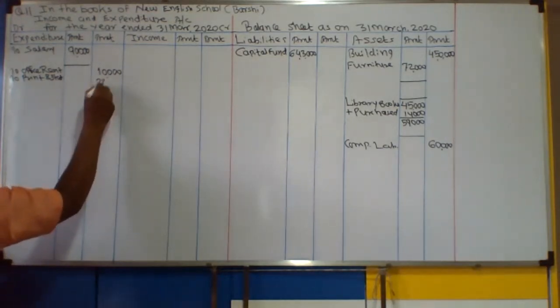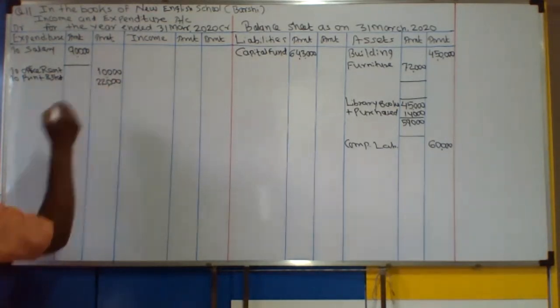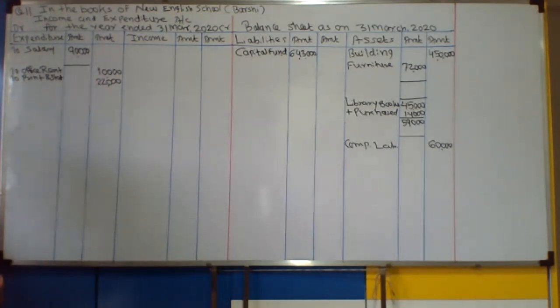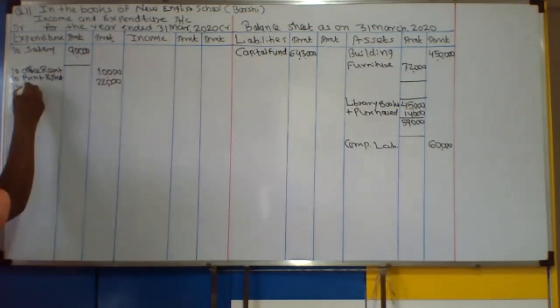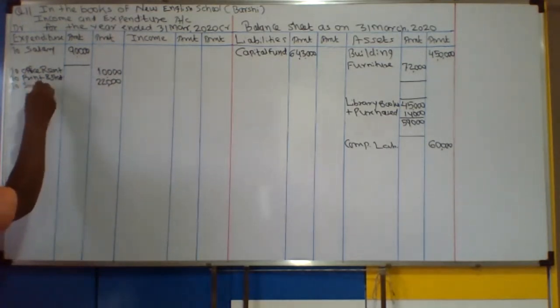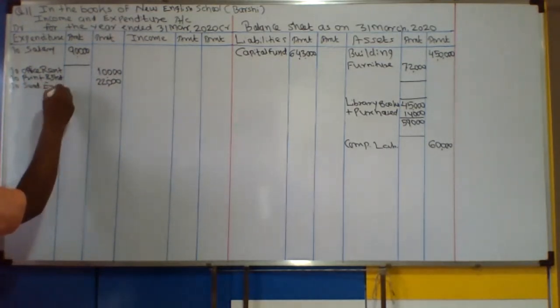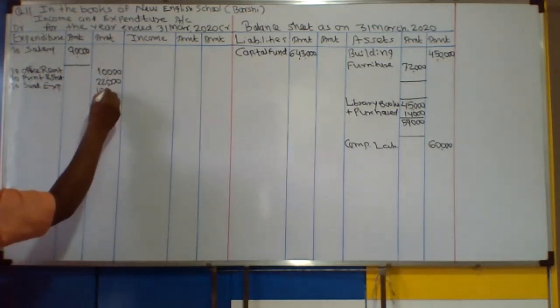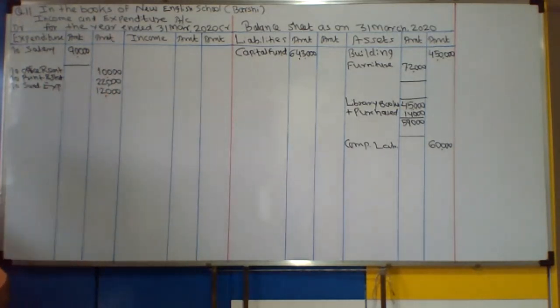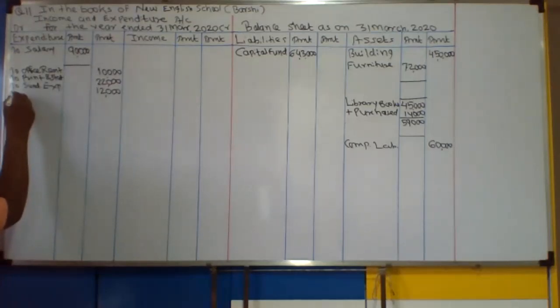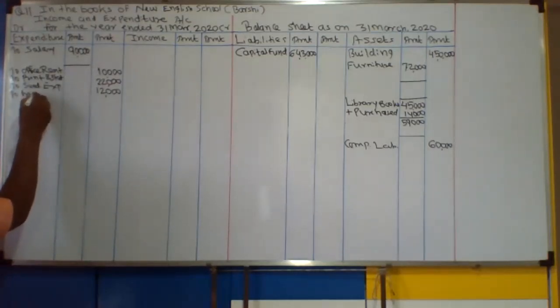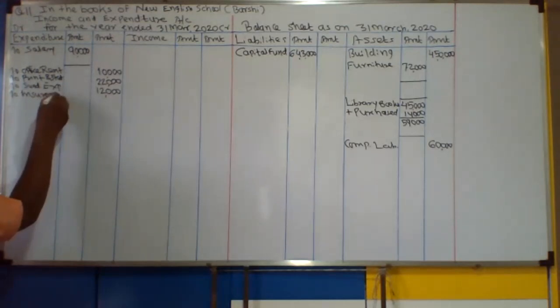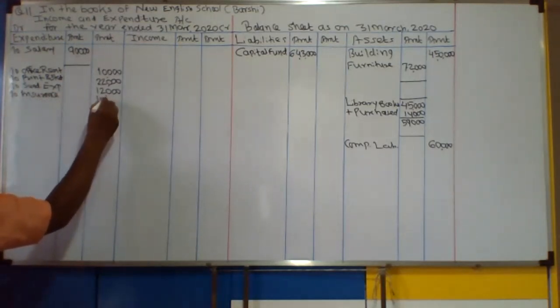22,000. Sorry, 22,000. अजून काय दिलं आपल्याला? Sundry expenses 12,000. Sundry expenses are rupees 12,000. Then insurance 10,200.